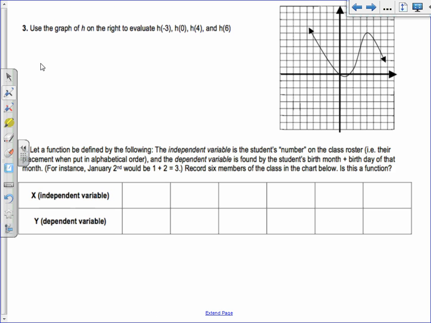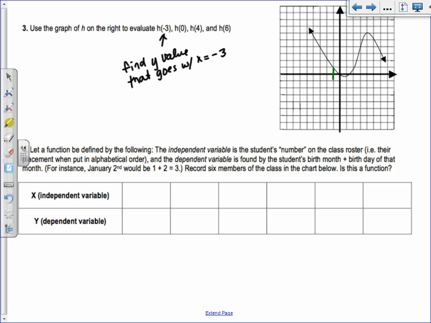Okay, next page. So it says use the graph of h on the right to evaluate h of negative 3, h of 0, h of 4, and h of 6. All right, so what is this saying? When you see h of negative 3, it's saying that's the y value, right? For an x value of negative 3. So it's saying find the y value that goes with x equals negative 3.